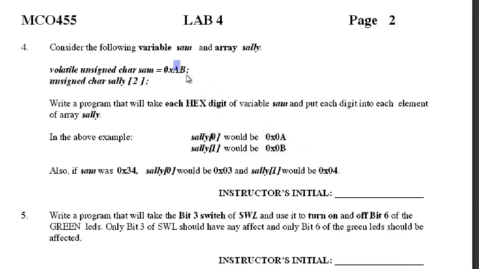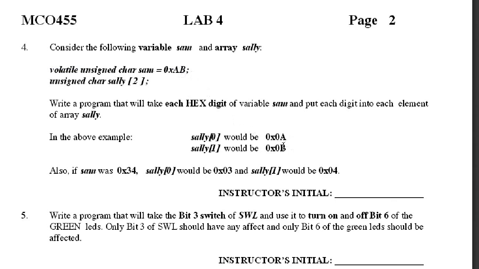Now the code is very similar to what we just looked at, except we have an array. And notice we've got the word volatile in here. We have to use the word volatile so we'll see it show up in the variables list. Now what we're going to do is shift this. We're going to take Sally of 0 to be basically AB shifted to the right 4 times to get 0A. That's how we're going to get it here.